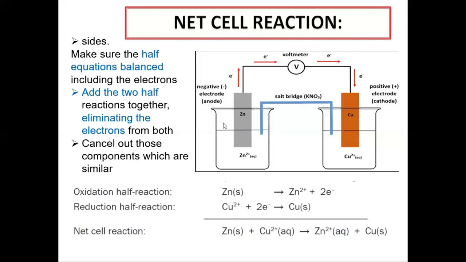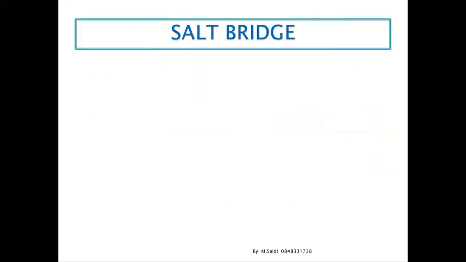Simple. Know what is the anode, what is the cathode. Find the equation there. One must be reduced, one must be oxidized. Find the equation, write the equation down, then combine them. Simple. No stress.